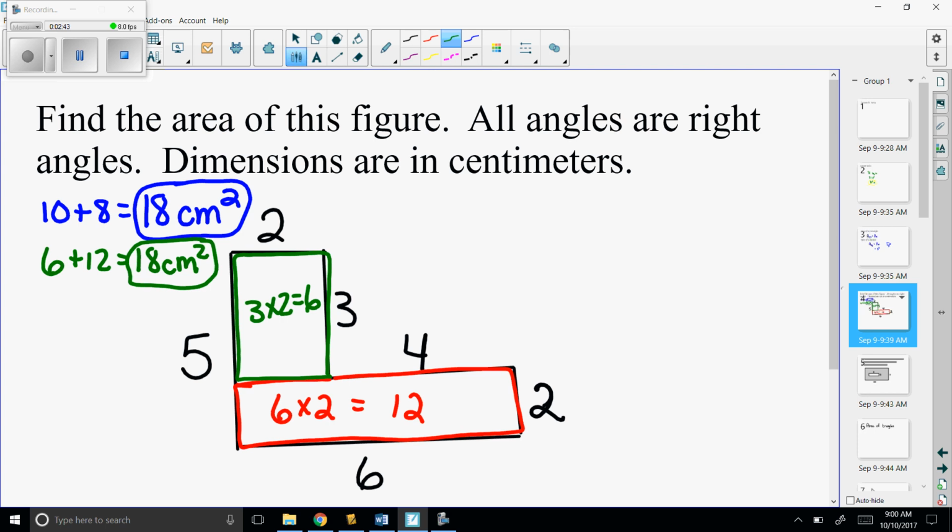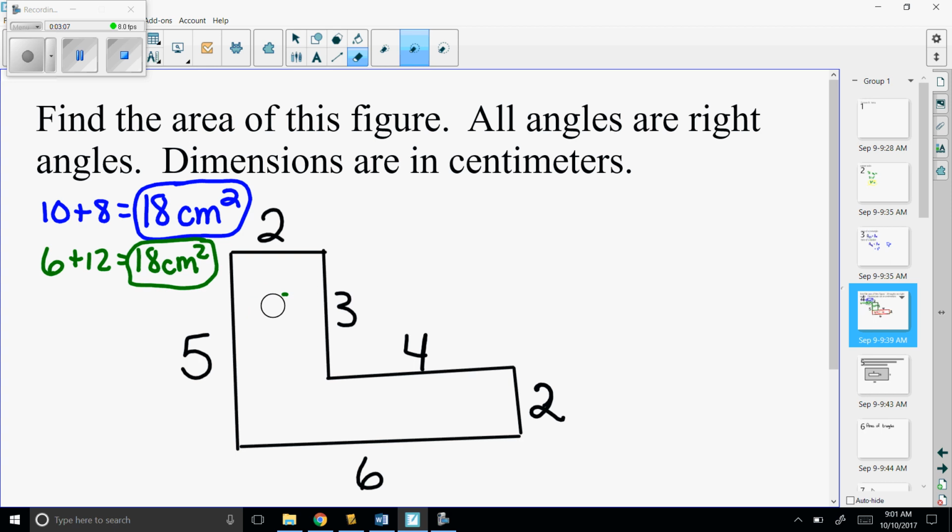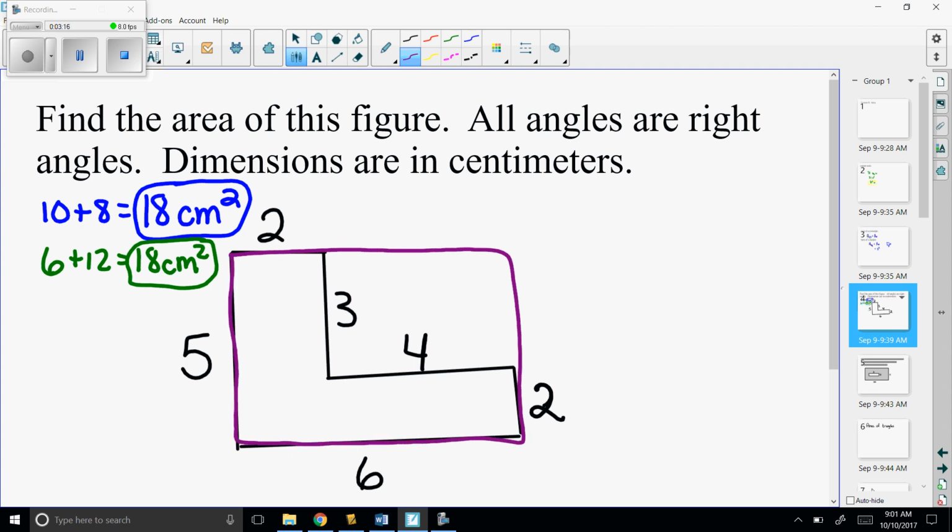Anybody else work through it differently than one of those 2 methods? There is a possibility. There's another way. Does anybody know what that method might be? Something that Eric Ackerman would do. What happens if I look at this figure and I say, I have this large rectangle right here? What are the dimensions of that large rectangle? 6 by 5. So I have a 6 by 5 rectangle, which gives you an area of 30.